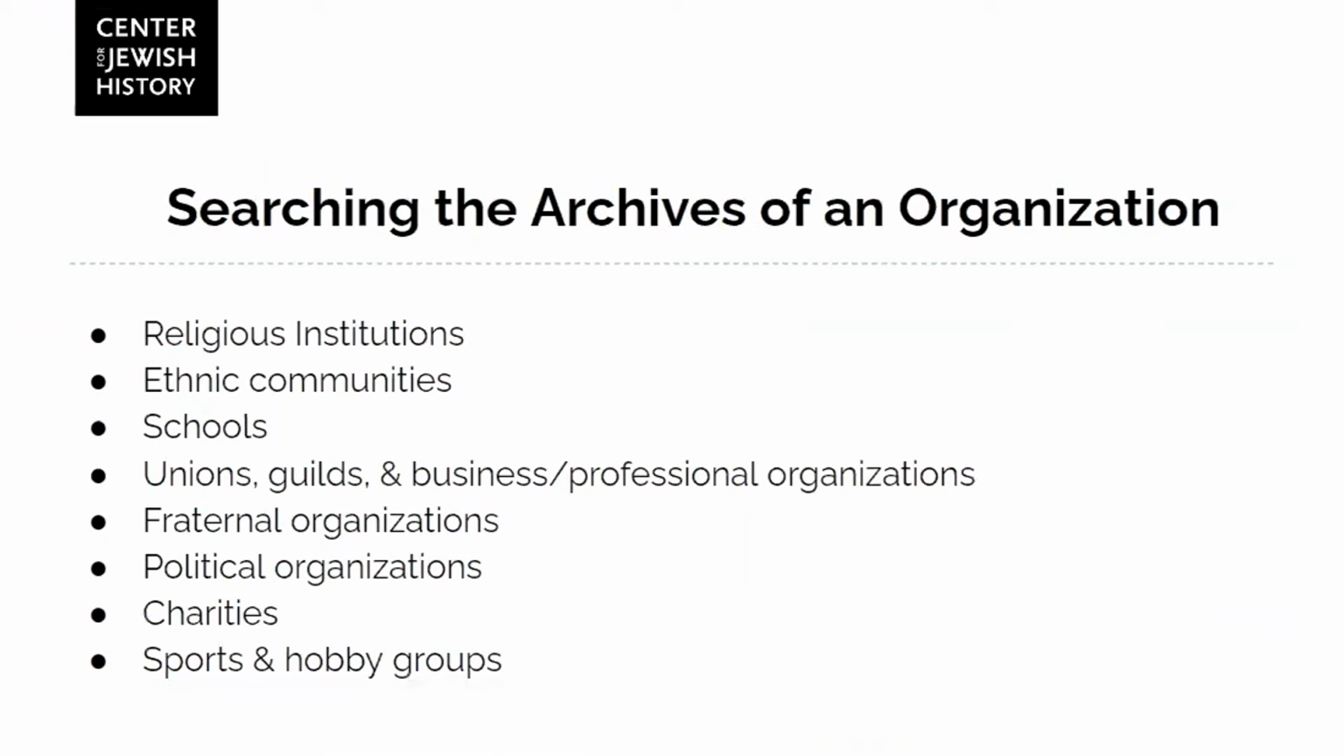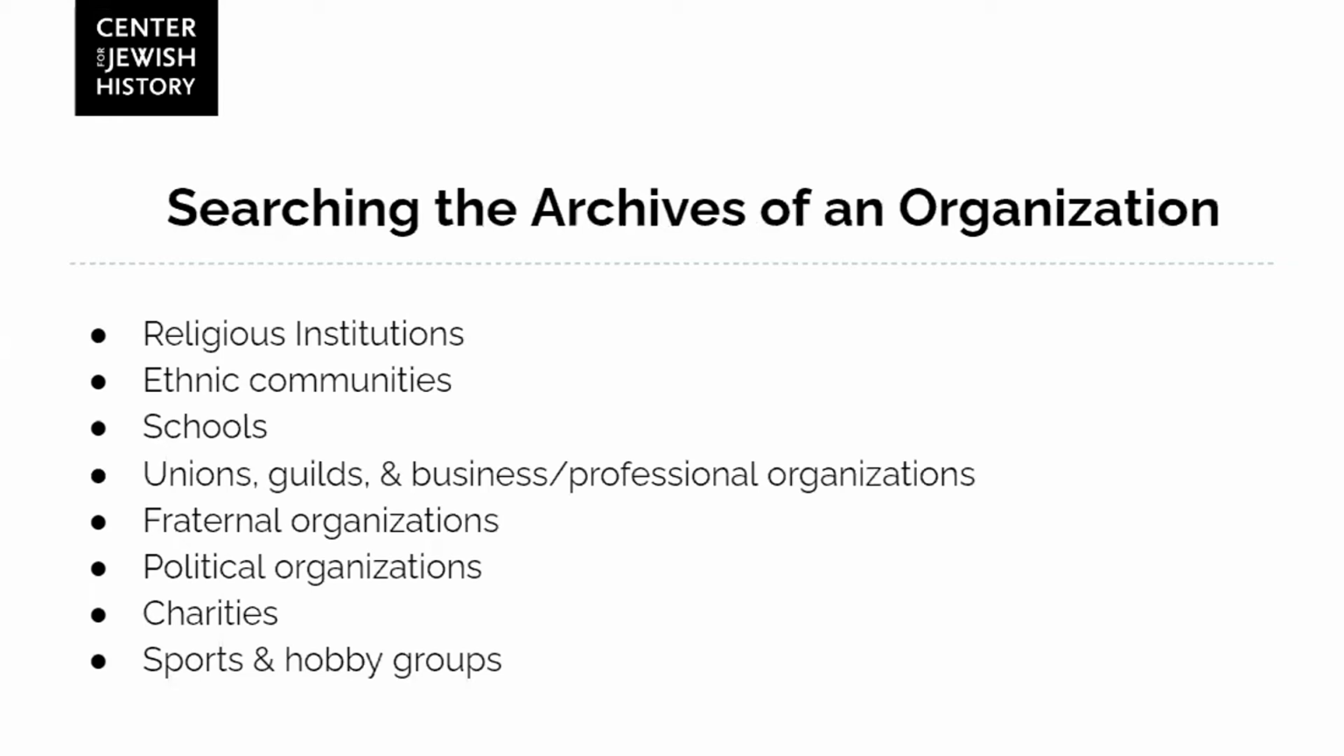Moving on to the final search path, which is searching the archives of an organization. These can include things like religious institutions, ethnic communities, schools, unions, guilds, and business or professional organizations, fraternal organizations, political organizations, charities, and sports and hobby groups. And I would say this is not even an exhaustive list of the kinds of organizations out there that your family members may have been involved with.